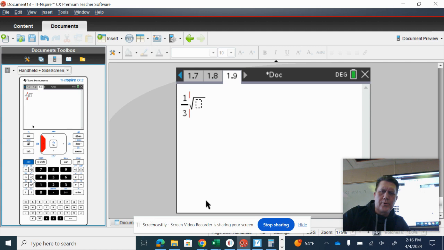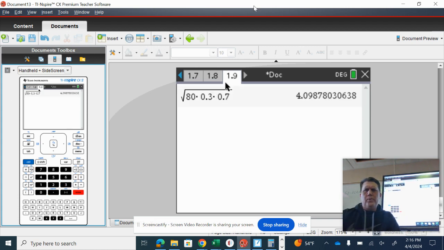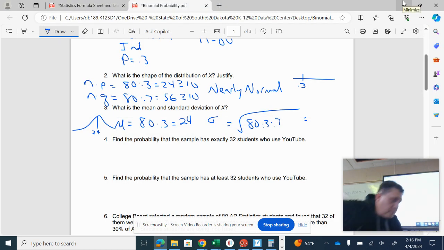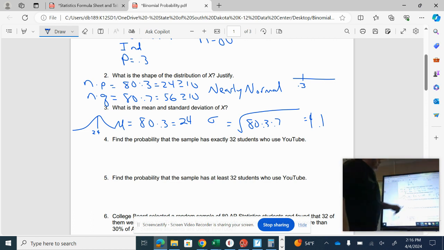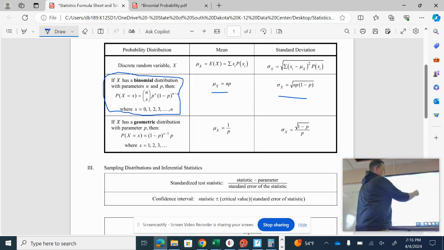Got a 1/3 hiding in there for some reason. We'll better get that out of there. So 4.1. We'll just call it 4.1. Find the probability the sample has exactly 32 students that use YouTube. This is where this formula would come into play.